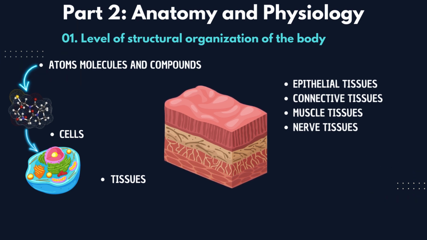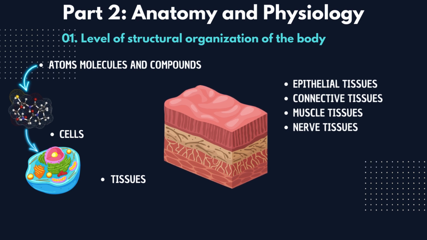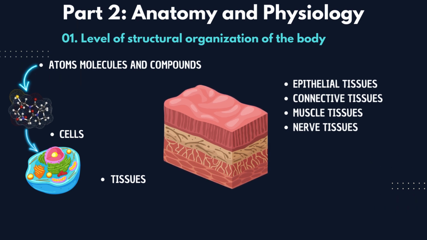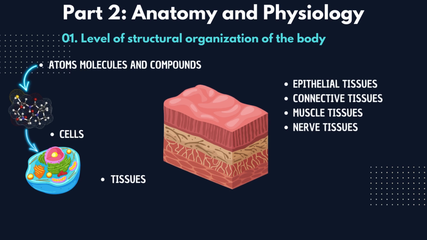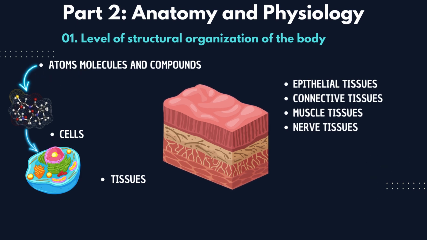Muscle tissue produces movement through its ability to contract. This constitutes skeletal, smooth, and cardiac muscles. Nerve tissue is found in the brain, spinal cord, and nerves. It responds to various types of stimuli and transmits nerve impulses.